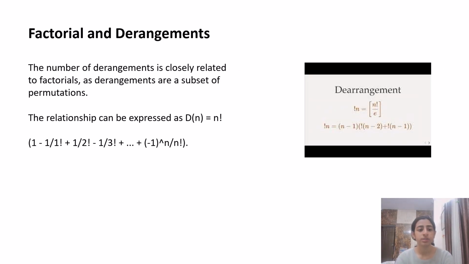Factorial and derangements. The number of derangements is closely related to factorials as derangements are a subset of permutations. The relationship can be expressed as D(n) equals n factorial times (1 minus 1 by 1 factorial plus 1 by 2 factorial minus 1 by 3 factorial and so on).